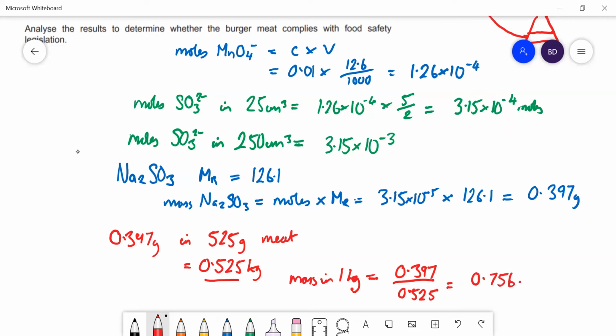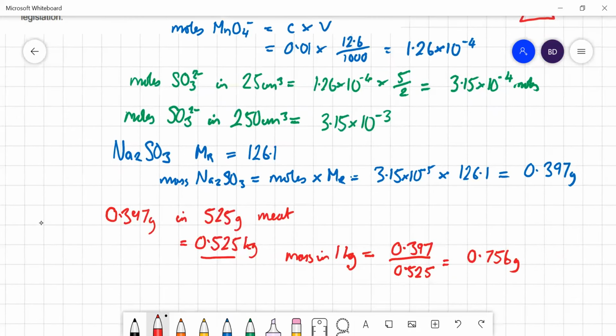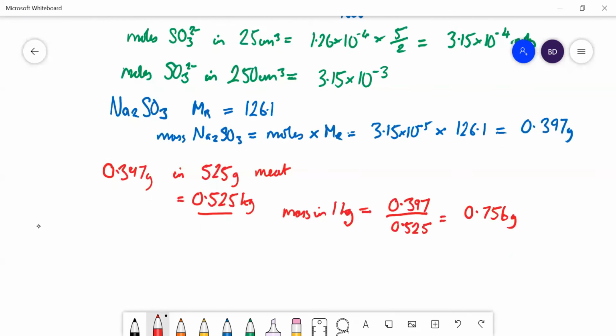0.756 grams. Now it tells us in the question that you're allowed 850 milligrams per kilogram. What have we got? Well, we've got 0.756 grams, which is equal to 756 milligrams in 1 kilogram, which is less than the 850. So that is within the acceptable range. Okay, so that is the last question on the paper. That is the end of the paper.